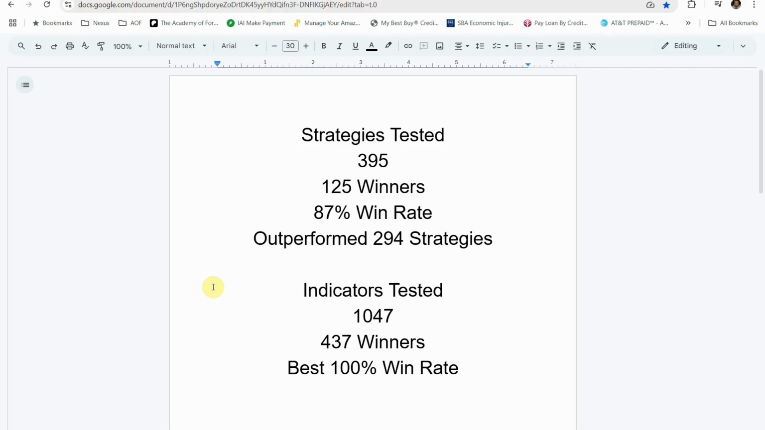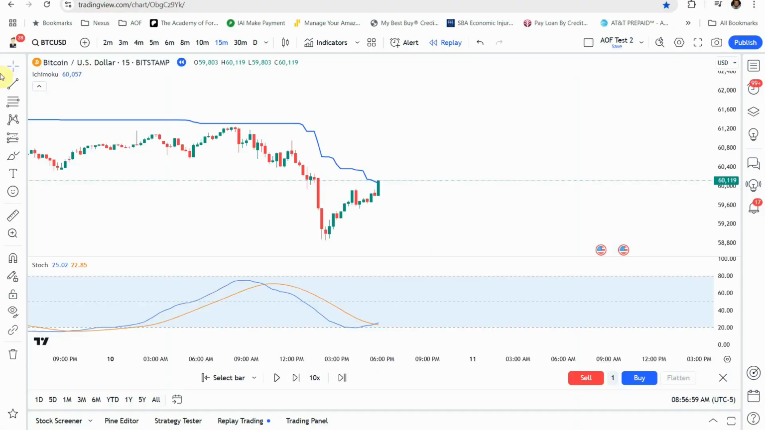Alright, as I said, today we will be looking at a crypto scalping strategy. Before we do though, I wanted to put the testing scoreboard up for everyone to see. So to date, we have tested a total of 395 different strategies, with 125 of them being winners. The best one so far was able to achieve an 87% win rate. That was achieved using the Academy Forex indicator. And since we've been keeping track, it has outperformed 294 of the other strategies that we have put it up against, every single one so far. We've also tested a total of 1,047 indicators, with 437 of them being winners.